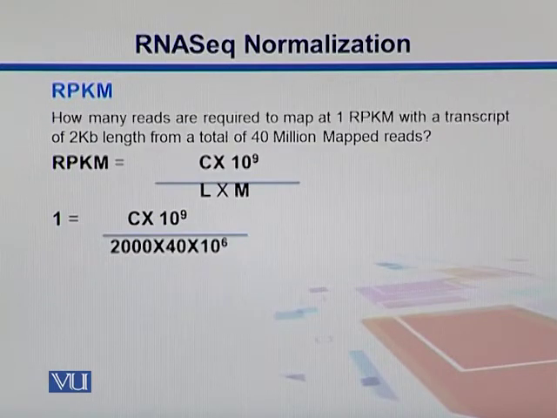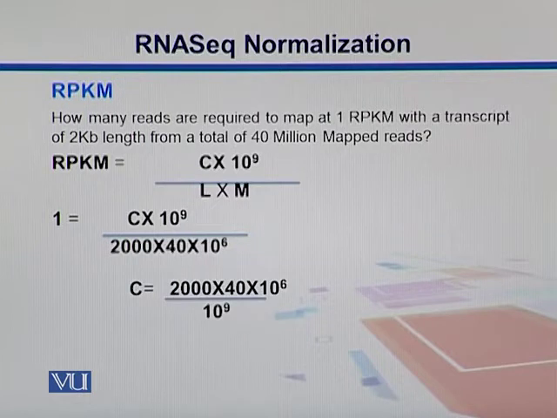So here we do another calculation. We are asking here how many reads are required to map at 1 RPKM with a transcript of 2 kb length from a total of 40 million mapped reads. So here we are interested in how many reads are required to map. So we are actually looking for C here, plug in different numbers. We do some calculations and we came up that we need 80 reads to be hit with this transcript of length 2 kb, whereas total 40 million reads were mapped for the whole sample. So we need 80 reads to be mapped with this in order to get an RPKM of 1.